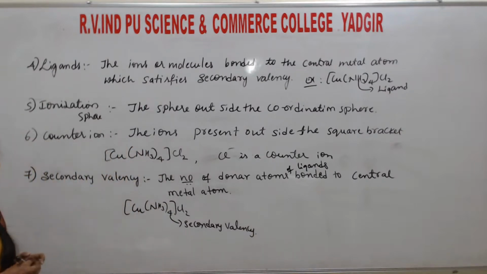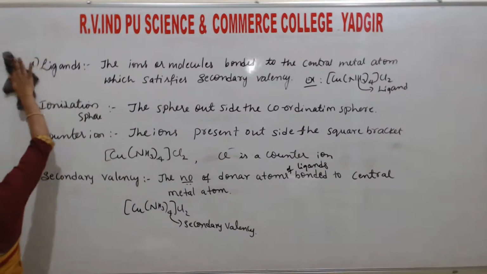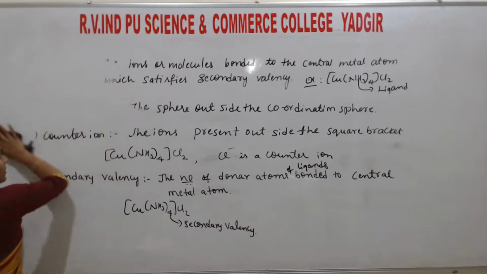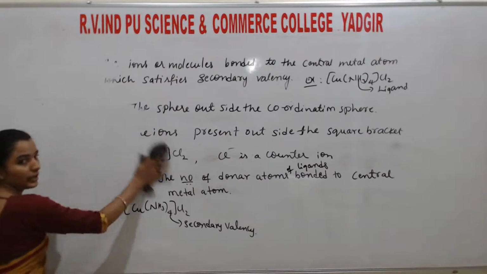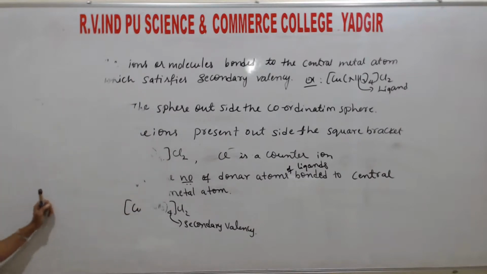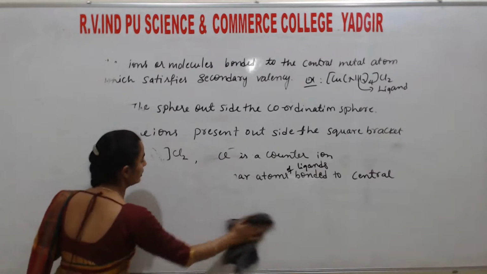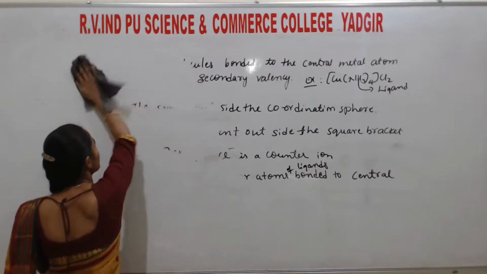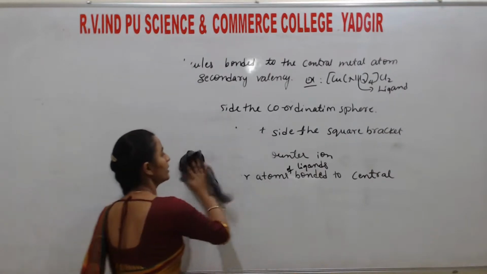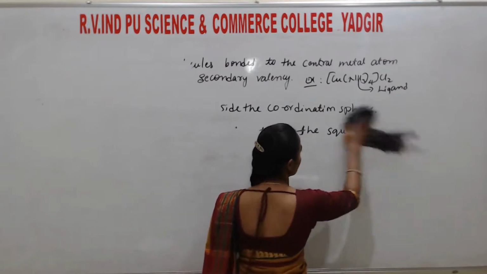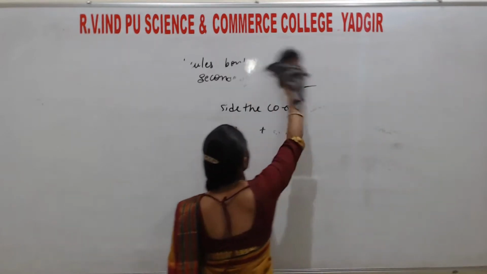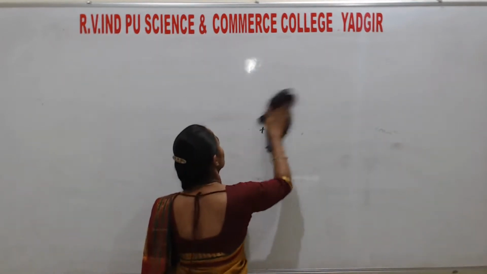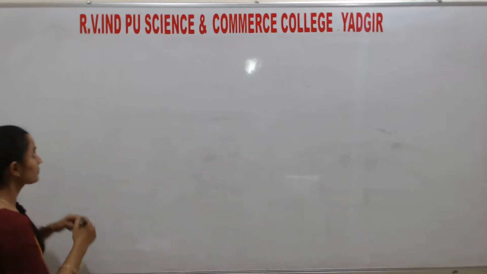Okay, students. So this is about the terms. Another one is there, that is coordination polyhedron. That is the structures in which the metal atoms are represented. Okay, I'll explain that one. In the next class I will explain the remaining things. So in today's class I will explain the structures, only the shapes. Okay, listen.